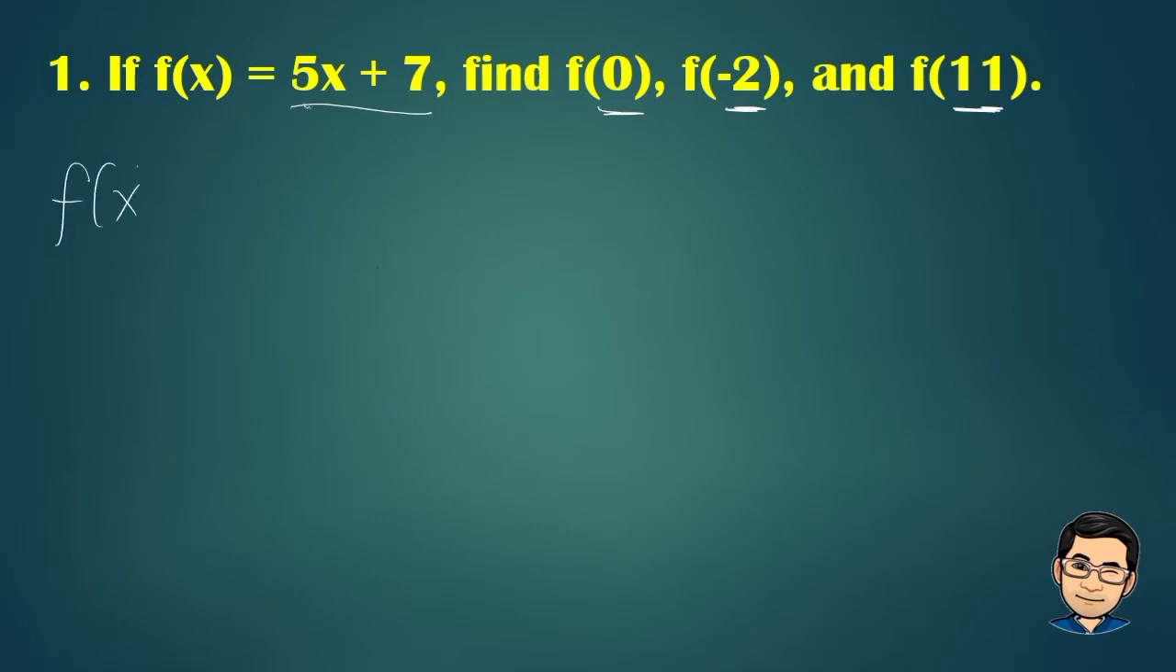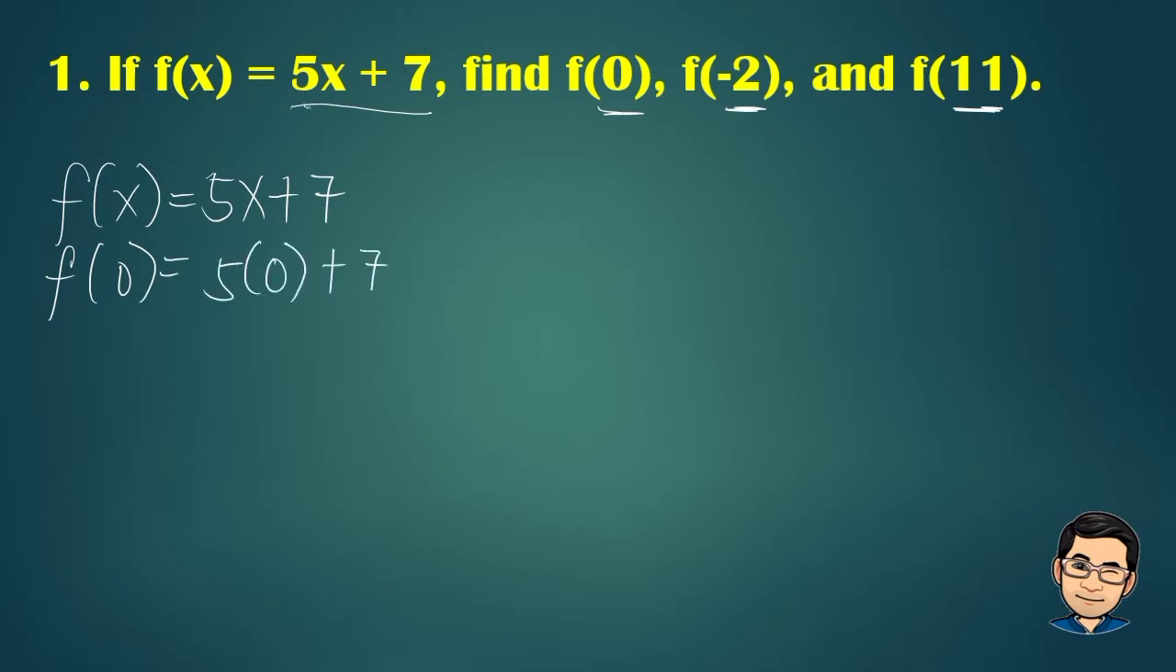F of x is equal to 5x plus 7. And then f of 0 is equal to 5 times 0 plus 7. F of 0 is equal to 5 times 0, that is 0. Any number multiplied to 0, the answer is 0, plus 7. F of 0 is equal to 0 plus 7, that is 7. So if we substitute 0 to the given function, the obtained value will be 7.